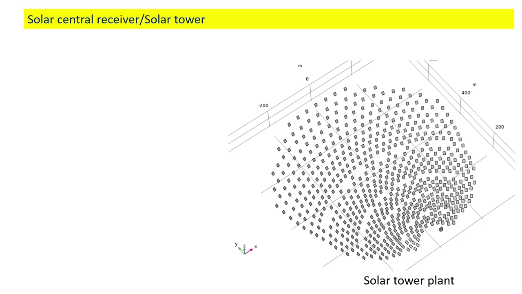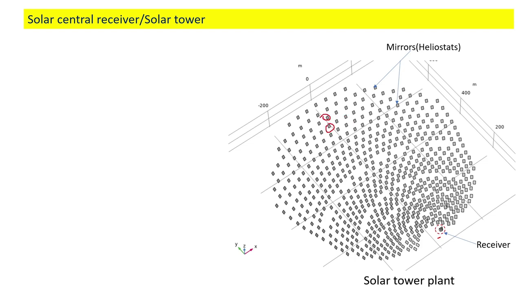Hi friends, today we are going to solve a problem on solar central receiver, also called solar tower. This is the layout of a solar tower. A solar tower has many mirrors, which we call heliostats, and there is a receiver, shown in a circle here. This is the receiver here. And all these are mirrors.